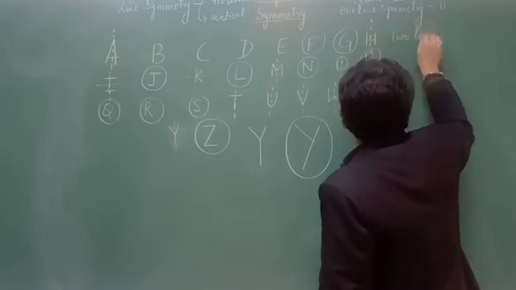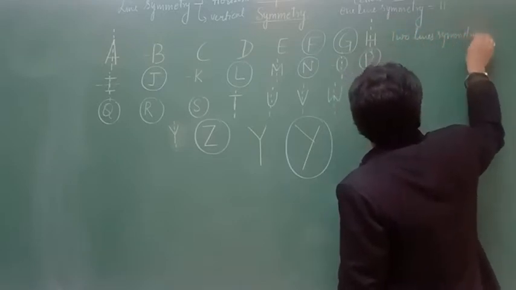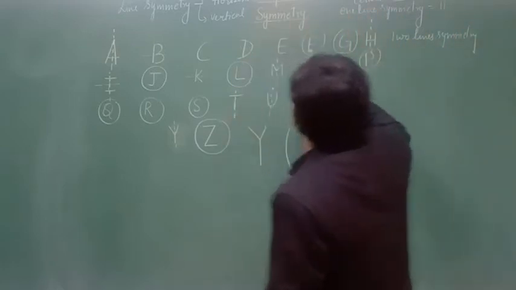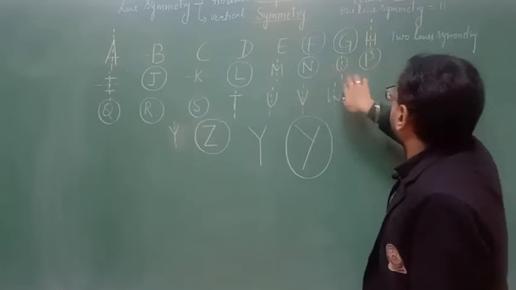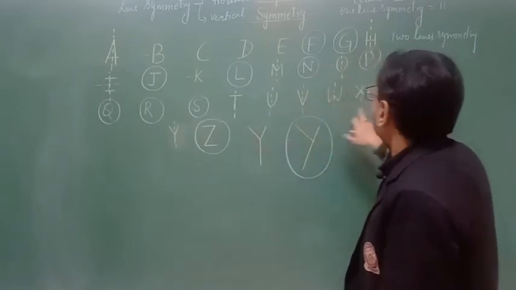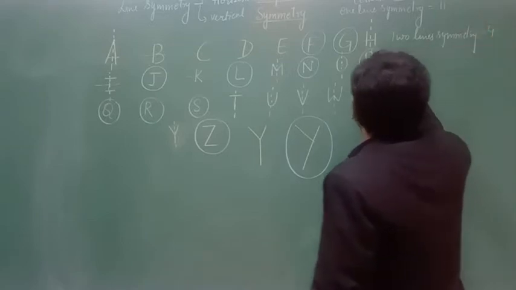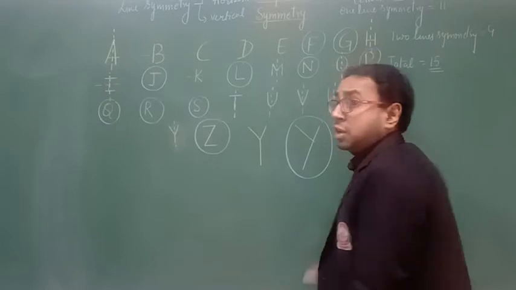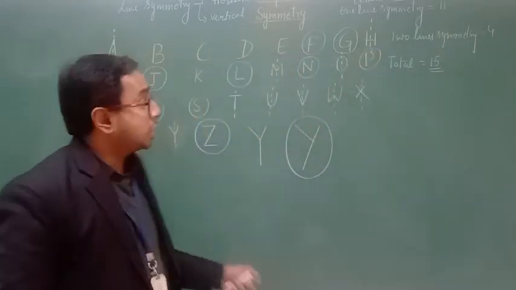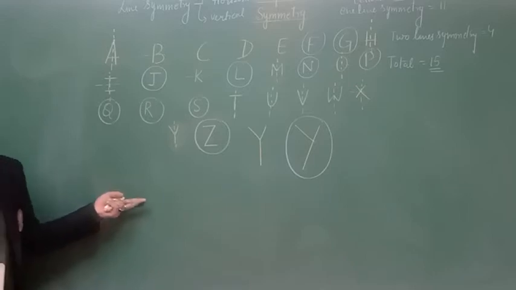Two lines of symmetry. Let us see two lines of symmetry. We are having H, I, O and X. So we are having 4. So total we are having 15 letters with lines of symmetry. Are we clear with this? By this our topic of line symmetry is over.